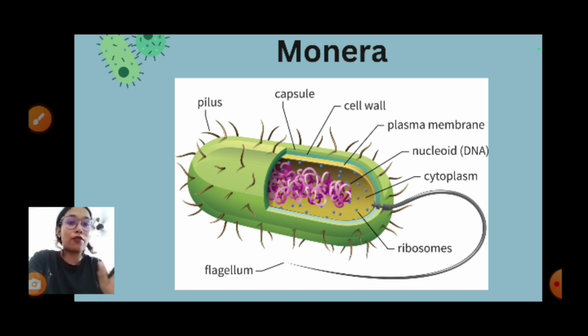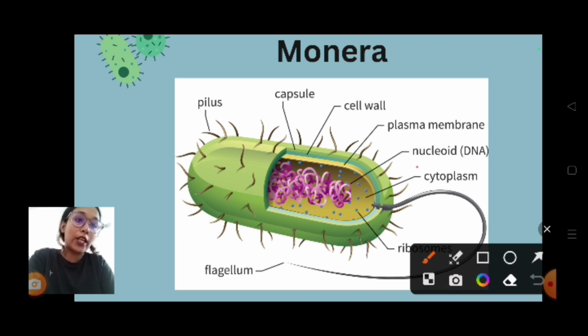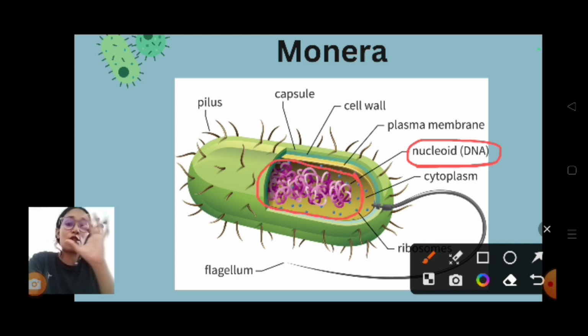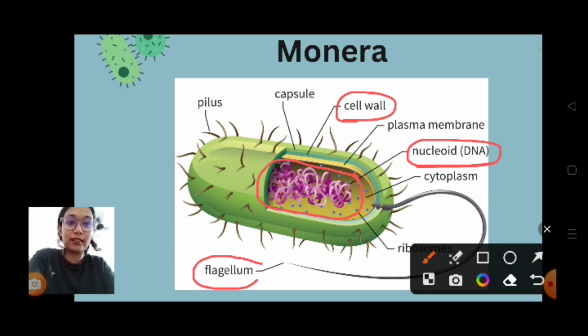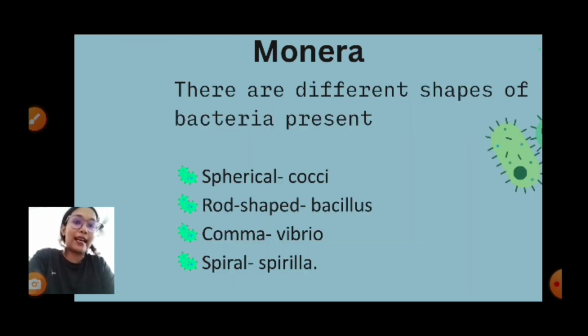This is the diagram of a bacterial cell, where the important parts are labeled. The nucleoid, where you can see the genetic material freely floating, does not have any nuclear membrane. They have a cell wall made up of peptidoglycan, and they have flagella. This is the diagram of a bacterial or prokaryotic cell. So moving on to the next slide.